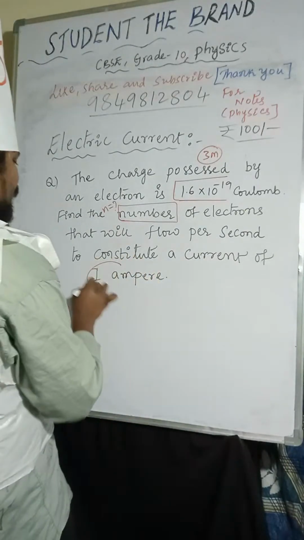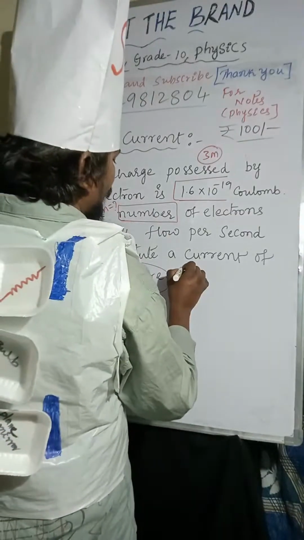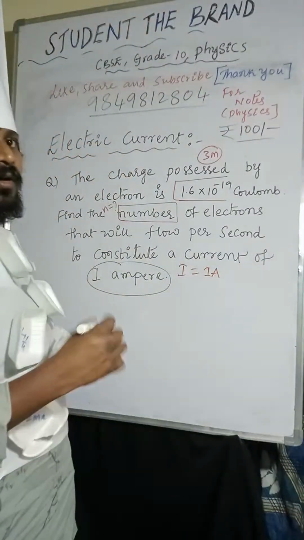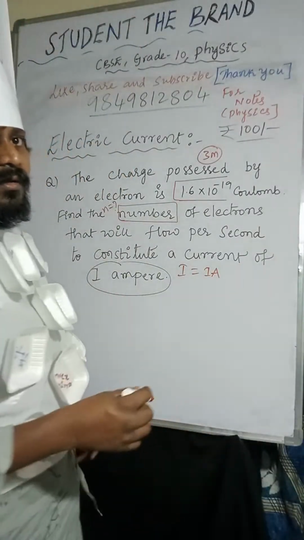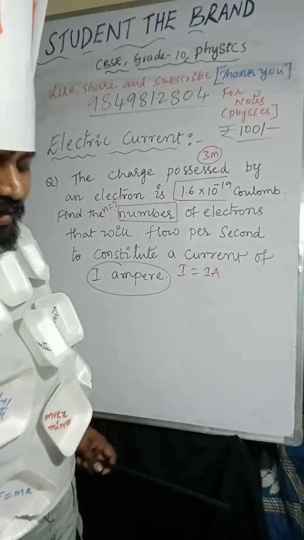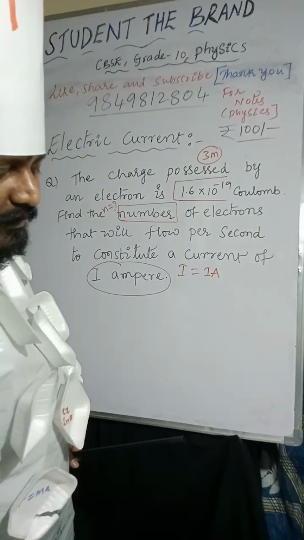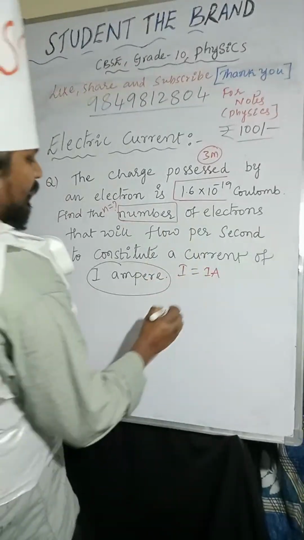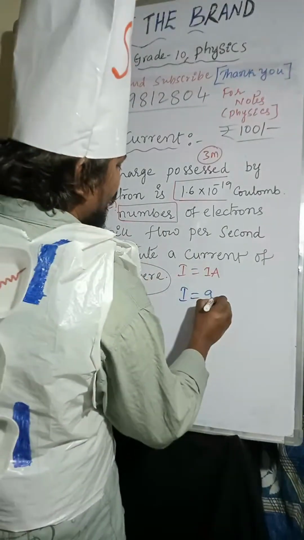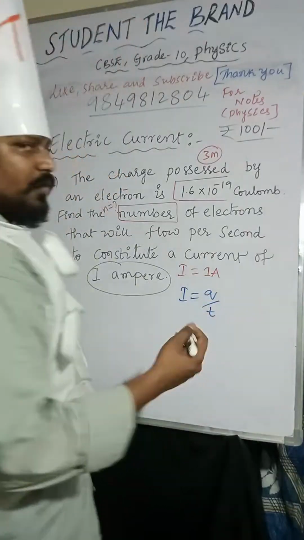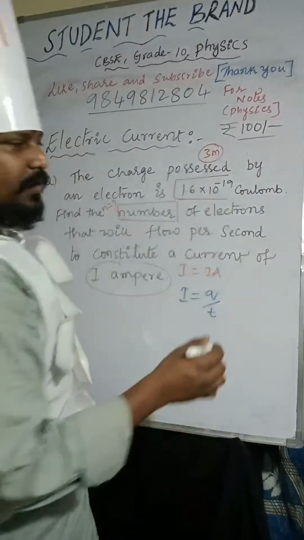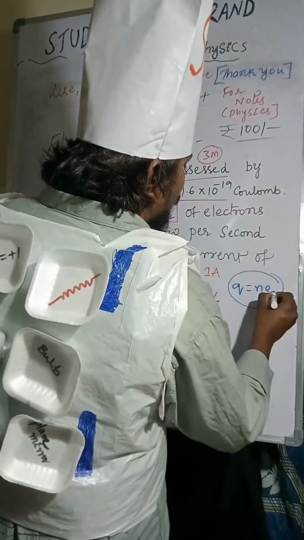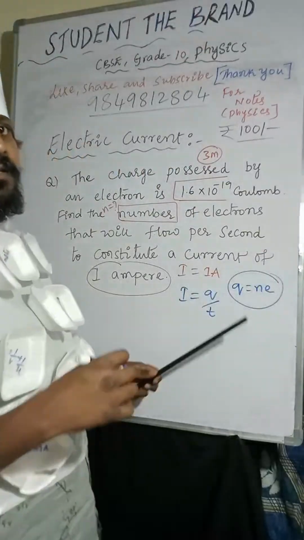Here they have given current, so I equal to 1 ampere. Now we have to write the formula. Normally we know I equal to Q by T. Q equal to Ne, quantization of charge.